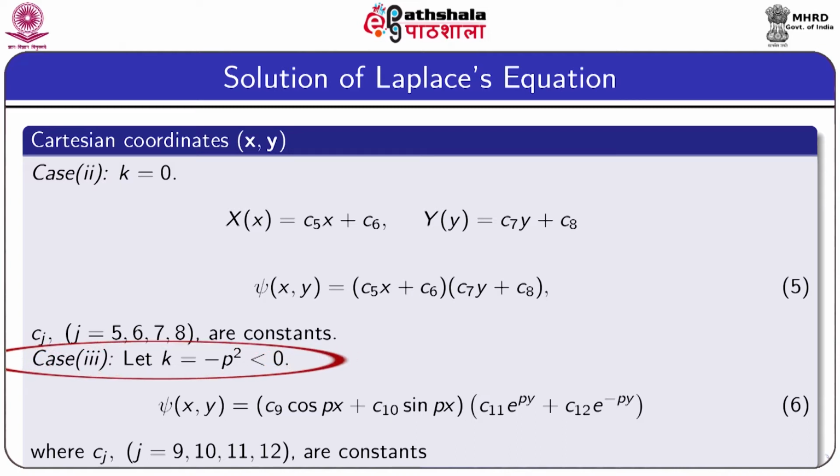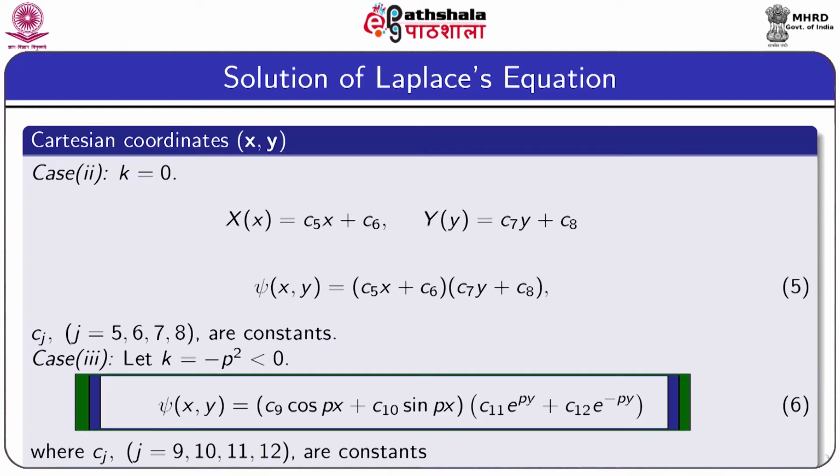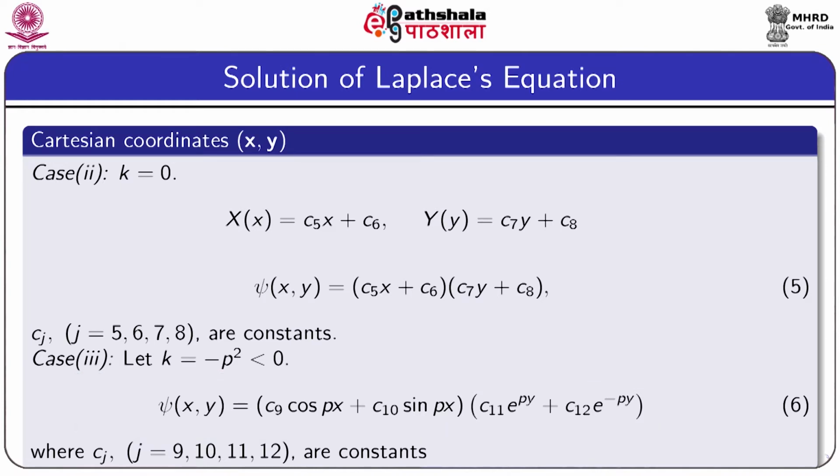So, in case 3 we assume k = −p², which is a negative number, where p is a real constant. So, for this case the solution ψ becomes (C9 cos px + C10 sin px)(C11 e^(py) + C12 e^(−py)), where Cj for j = 9, 10, 11, 12 are constants.